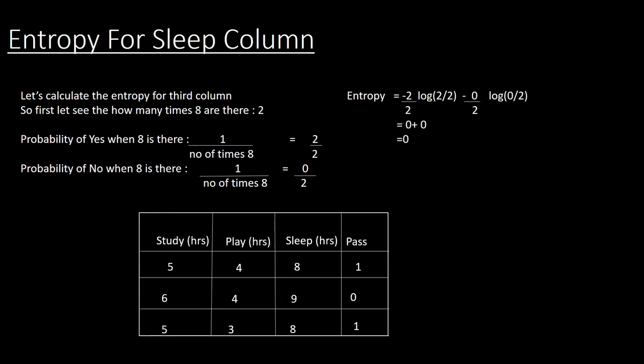Inside the third column, first see how many times 9 is repeated. According to that, how many times we are getting yes in our output with 9. So the probability will be 0 because we do not have yes with 9. We are getting output as no with 9 in the third column. Finally our entropy will be 0.